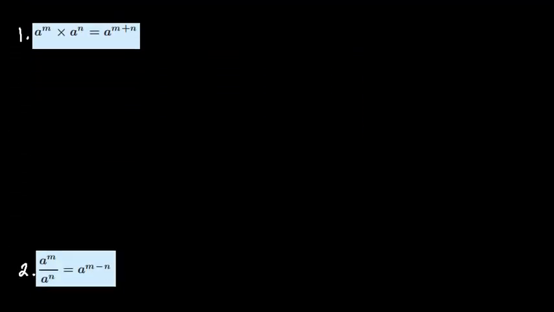We will start with the first law, which is: if I have a to the power of m times a to the power of n, it equals a to the power of m plus n. Please note down, this only works if our base is the same. The base over here is a. Both of them are a.